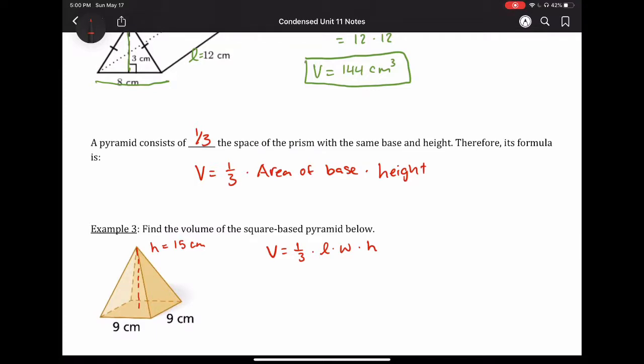So in any example with the square-based pyramid I would give you the height. You wouldn't be expected to find that unless I was giving you a little more information than what I'm giving you in this problem. So I have the formula 1/3 times length times width, both of them happen to be 9 because it's a square, times height, which I said was 15. When I multiply that out, that gives me a volume of 405 cubic centimeters.